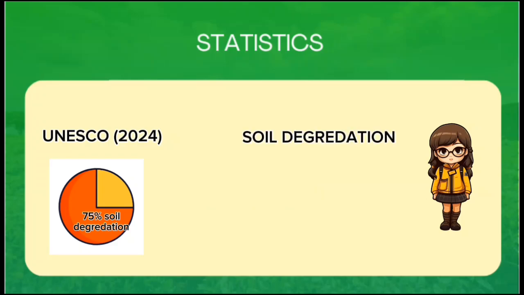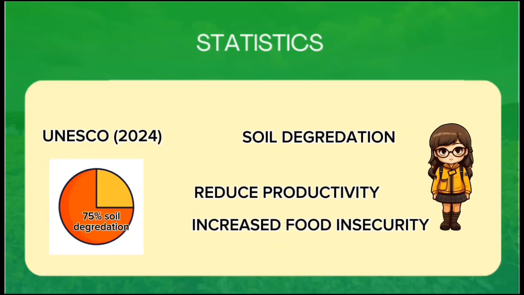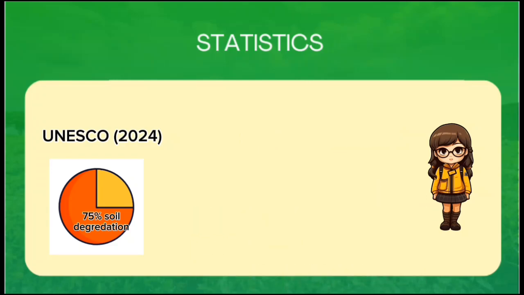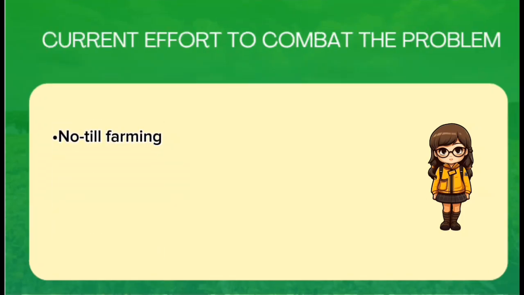Soil degradation leads to reduced productivity and increased food insecurity. Effective management practices such as eco-friendly amendments and sustainable land use are essential to restore soil health and ensure future food security. No-till farming minimizes soil disturbance by eliminating tillage, preserving soil health and structure.